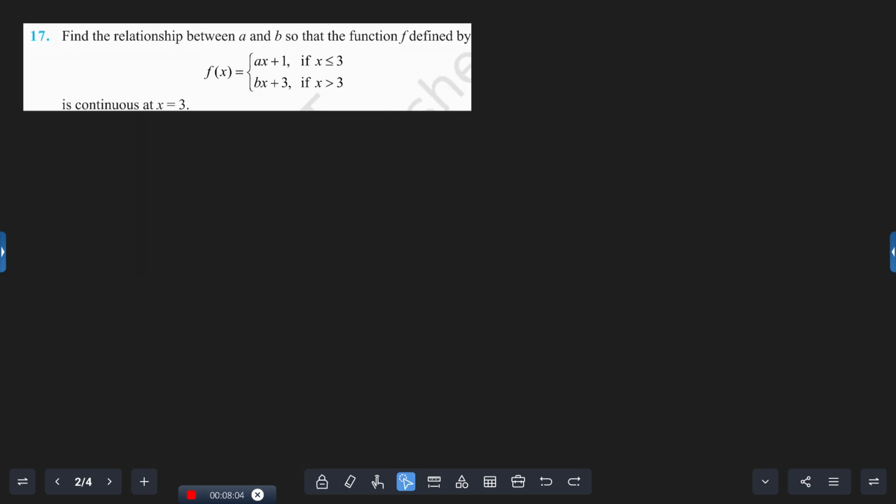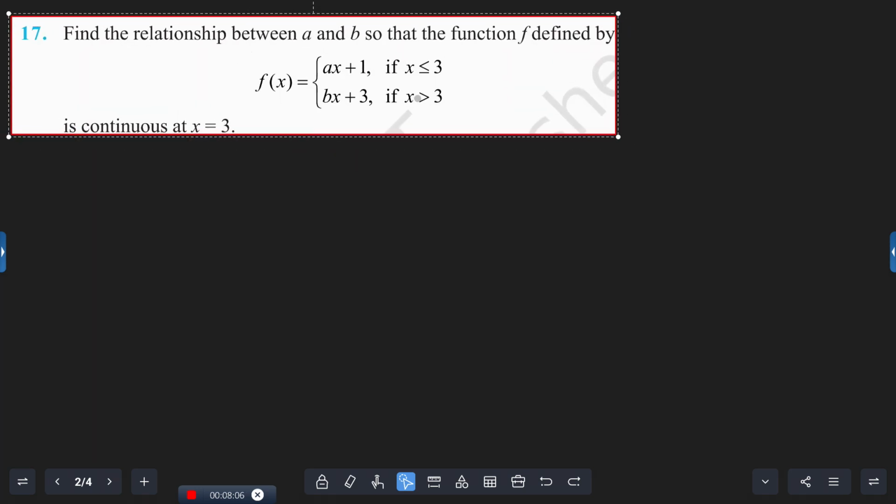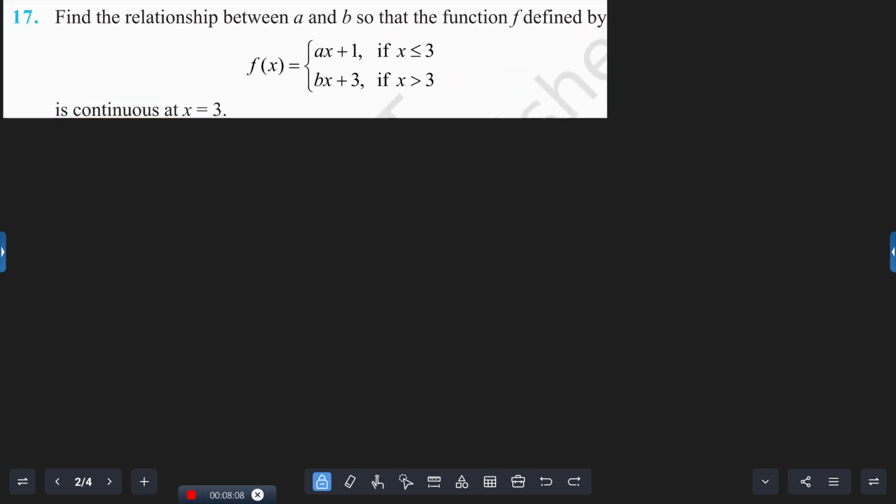Just a minute, I will complete, then I'll show everything. The 17th one. So what are they telling in the 17th one? Find a relationship between A and B. Relationship means what? Like A plus B equal to some number, or A minus B equal to some number, or 2 times A plus 3 times B equal to some number. So this is called a relation. Like that, one relation you want to bring.